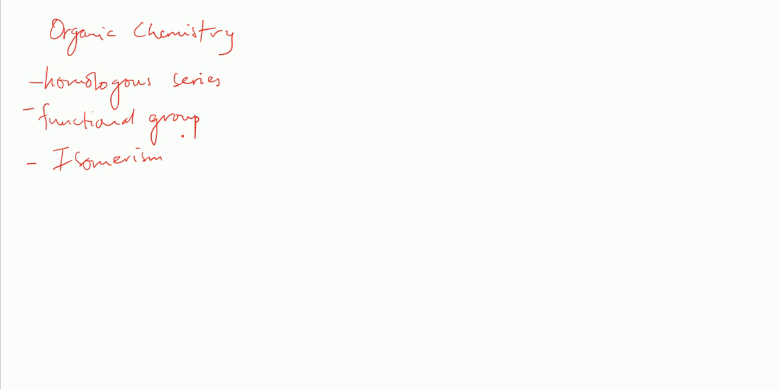You need to understand what is meant by the term homologous series. You need to know what is meant by the term functional group. You need to understand what is meant by isomerism. So these are terms that they tend to ask a lot in organic chemistry. So the first thing is homologous group.